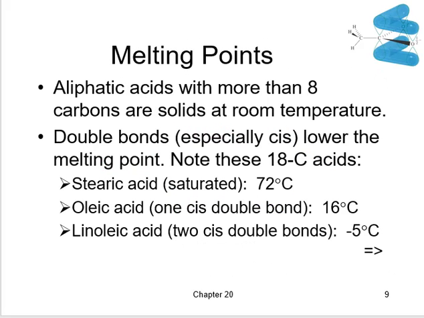Melting points: aliphatic acids with more than 8 carbons are solids at room temperature. Double bonds, especially the cis isomer, lower the melting point. For example, stearic acid, oleic acid, linoleic acid.